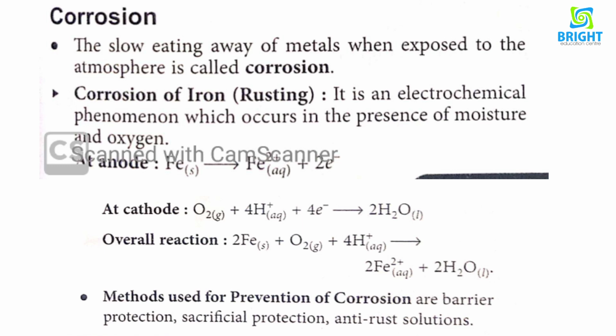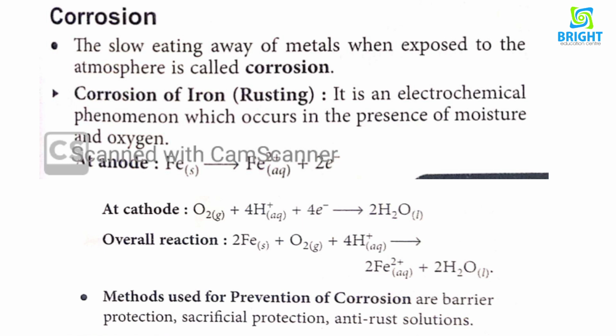That's the important thing. We have coating of paint, or making of alloy, or galvanizing. Any method we can use to reduce corrosion. So go to the topic: what is meant by corrosion, that is oxidation of metal. First of all, we discussed corrosion of iron, that is rusting. It is an electrochemical phenomenon which occurs in the presence of moisture and oxygen. The reaction at the anode is oxidation, that is Fe gives Fe2+ plus 2 electrons.